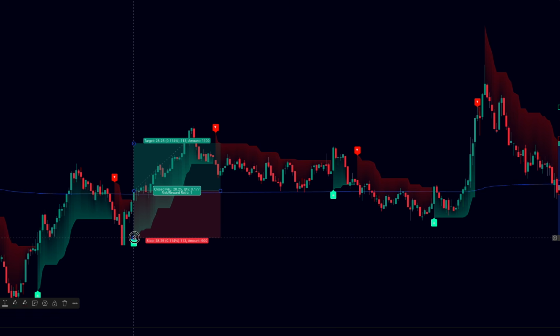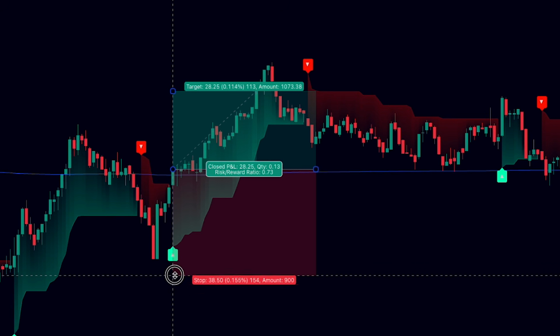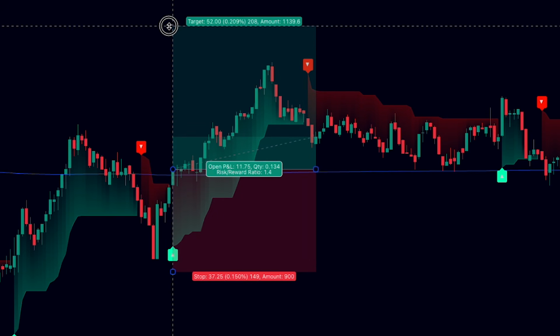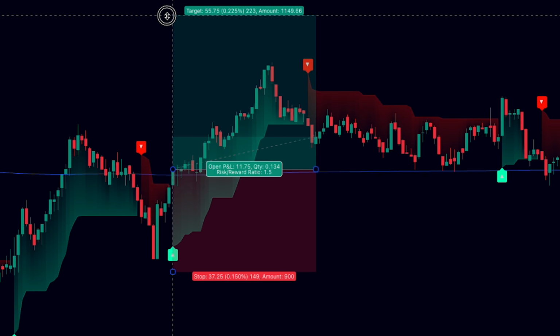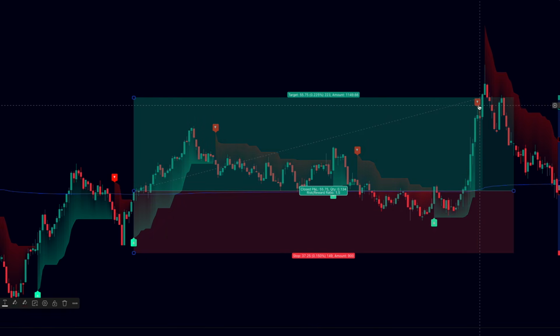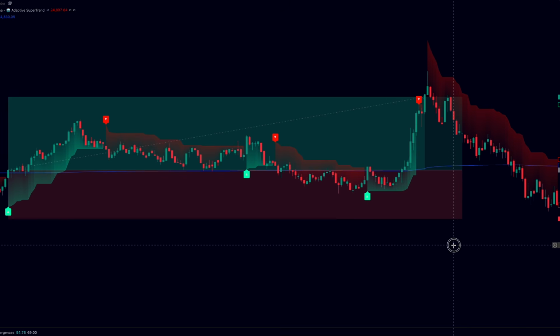We set our stop loss to 0.15%, and then we set our take profit to 0.225%, which is a 1.5 risk to reward ratio. Then as you can see, we hit our take profit right here before hitting our stop loss, so that is a win. So then we look for the next entry.